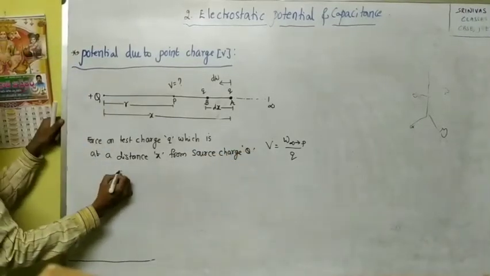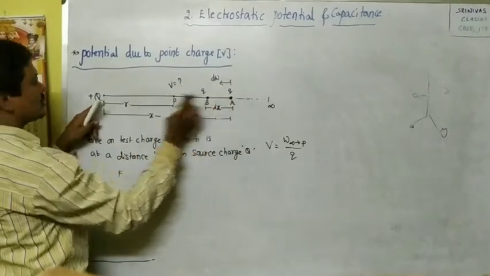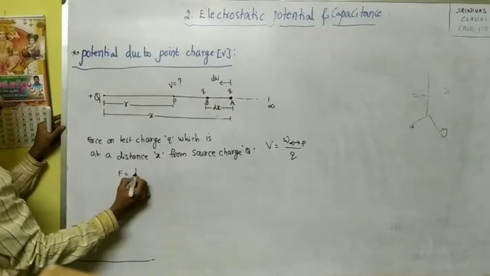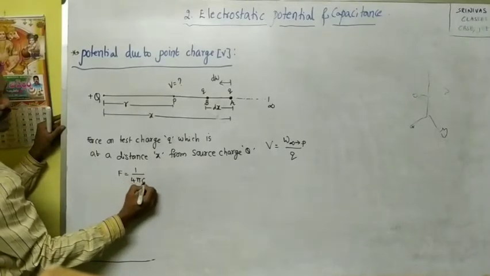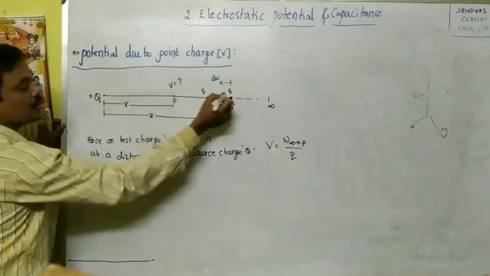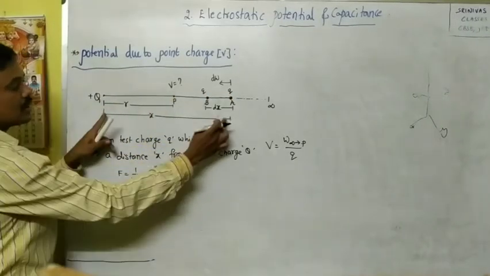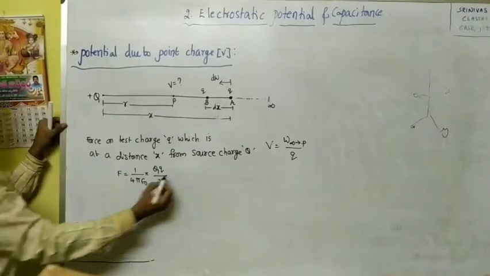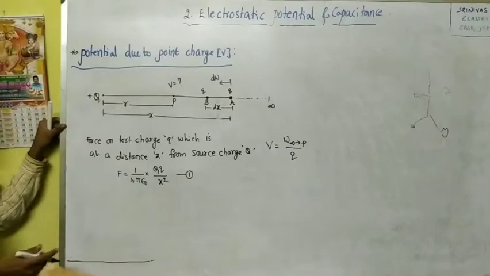Now, what is the formula for the force on this small q charge applied by the source charge Q? The force between these two charges. Yes, according to Coulomb's law, the force is 1 by 4 pi epsilon naught, Q1 Q2, capital Q into Q2 as small q, divided by the distance between these two, x squared. This is Coulomb's law. We will call this equation 1. This is the electric force.